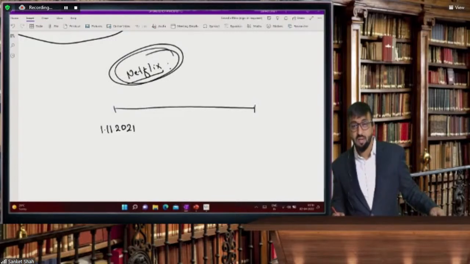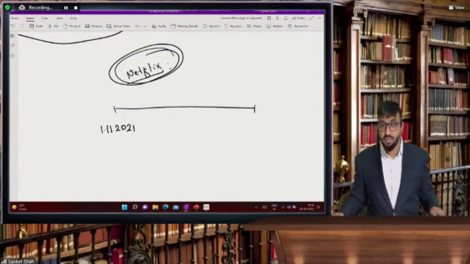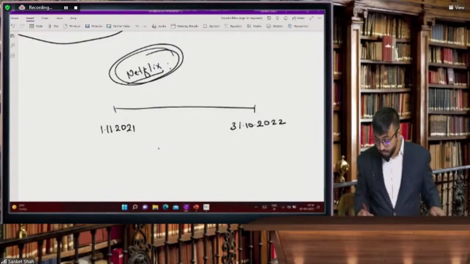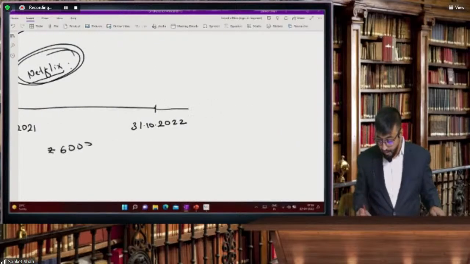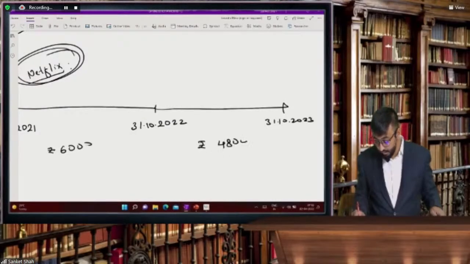He subscribed on 1/11/2021, for 1st November 2021 to 31st October 2022, rupees 6,000. And in the next year, 4,800.